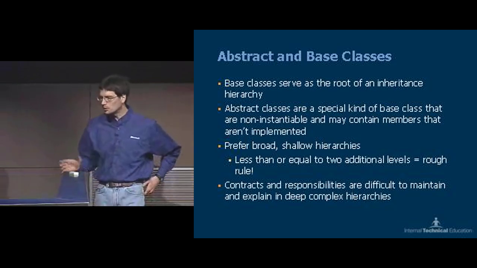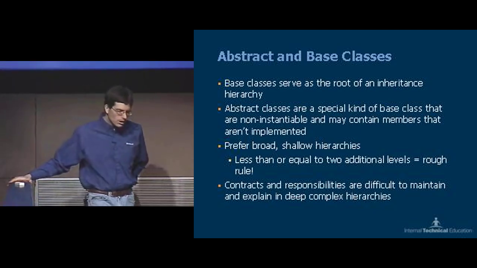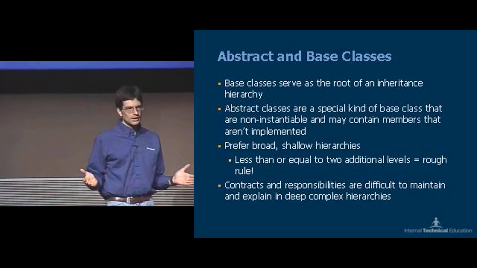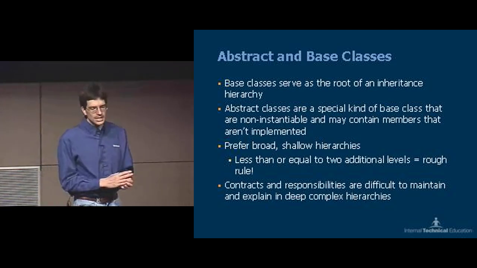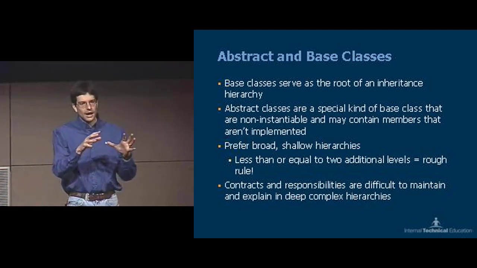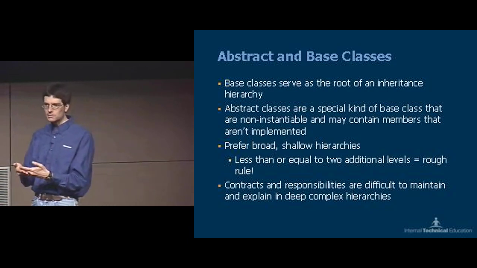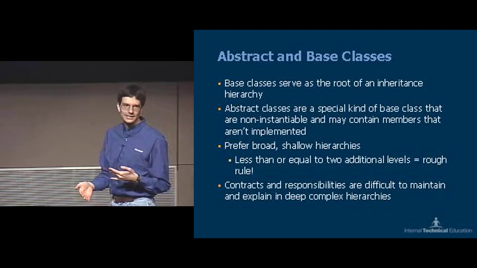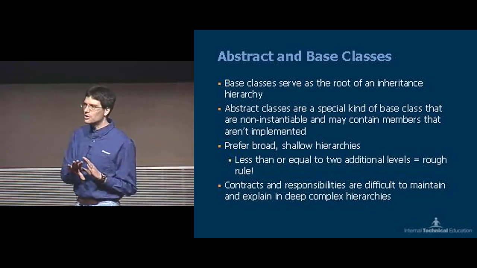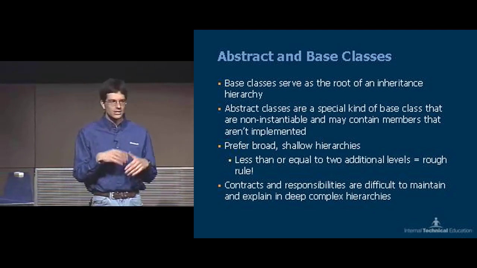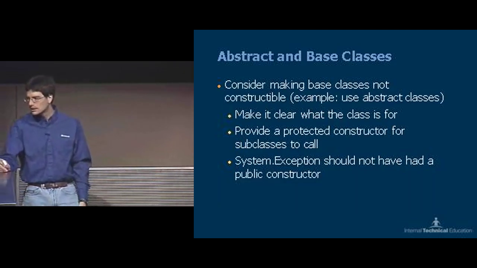My general rule, and we mentioned this when we talked about exceptions, is to prefer broad, shallow hierarchies. The reason for that back-of-the-napkin rule is that as inheritance hierarchies get deeper and more complicated, the contracts between the types get harder to maintain. So it's easier to define and maintain inheritance hierarchies that are not as rich and complex.